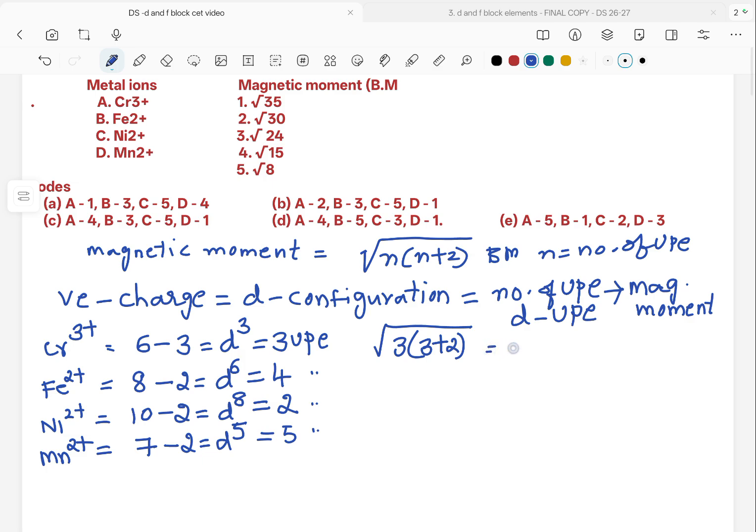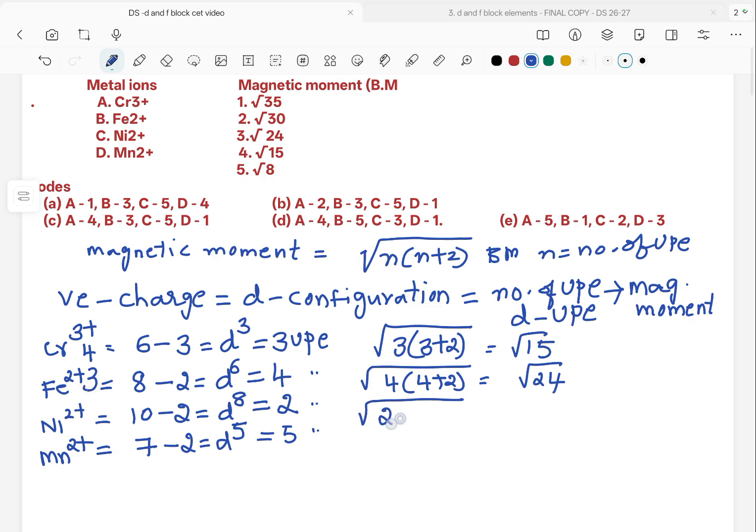So, it is root 15. Root 15 is 4. So, chromium will have 4 as the answer. Here it is root 4 into 4 plus 2. It is root 24. Here it is third option, so this will have 3.